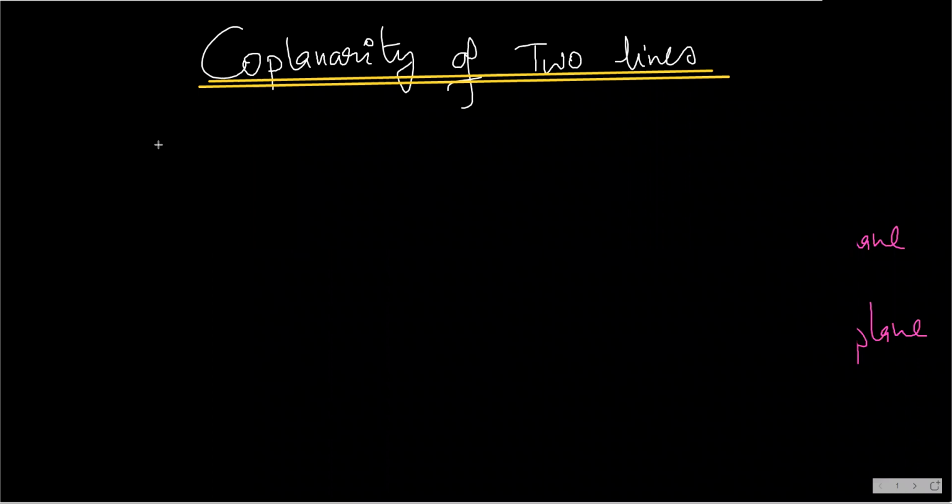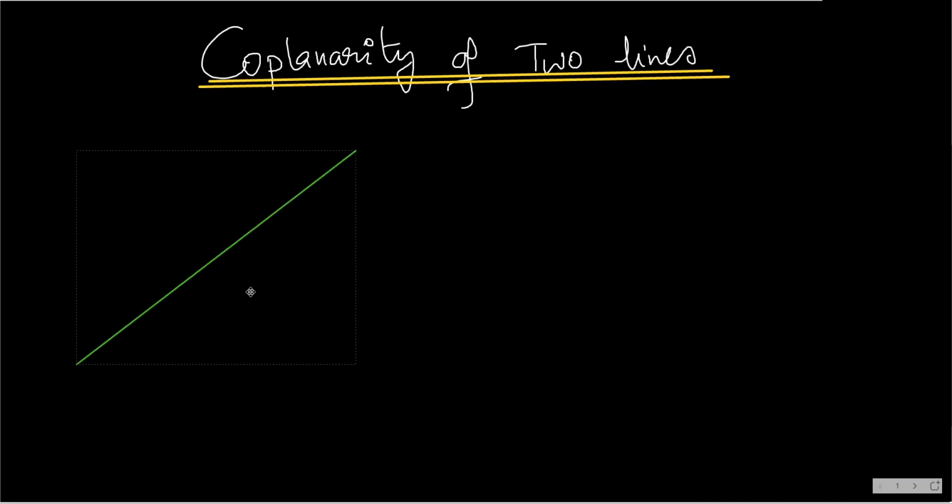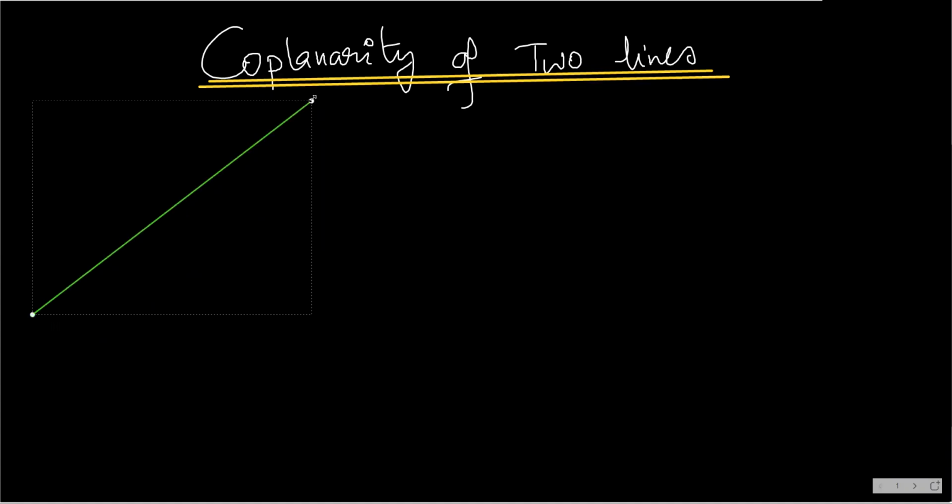Now in today's class, you see the heading here. We are going to work on coplanarity of two lines. So see students, when do we say that two lines are coplanar? The two lines are coplanar when they are lying in the same plane.